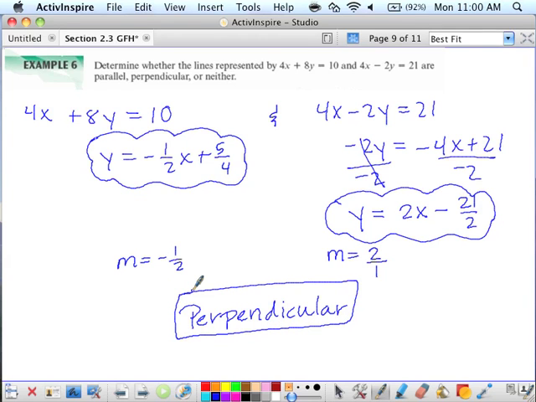If I were to multiply this slope by this slope, what would it give me? Negative 1. Remember, that's another rule about perpendicular lines. Their slopes have to multiply together to equal negative 1.